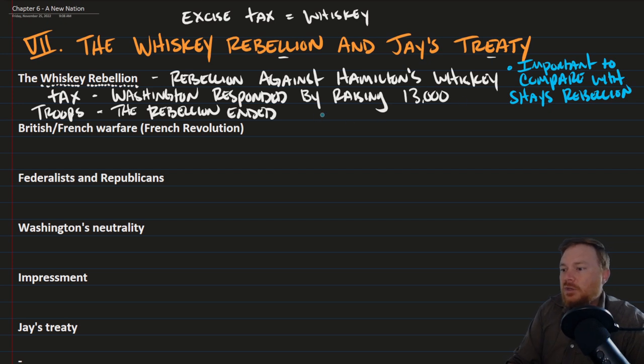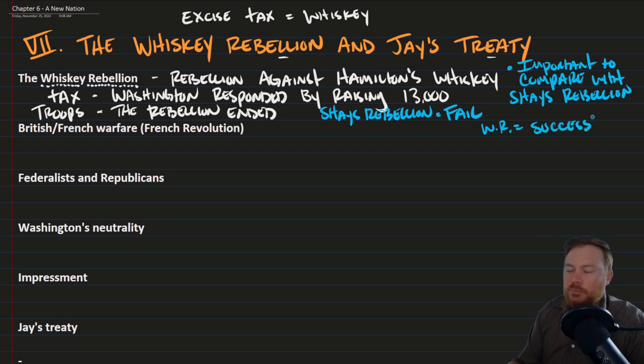Broadly speaking, when we think about Shays' Rebellion, that's seen as a failure of the government, and the Whiskey Rebellion is seen as a success. Right? And this was proof, or evidence, that the new Constitution, as it was created and enacted, did provide the tools to deal with something like an armed insurrection. And so Washington typically gets credit for his very strong response against the Whiskey Rebellion.